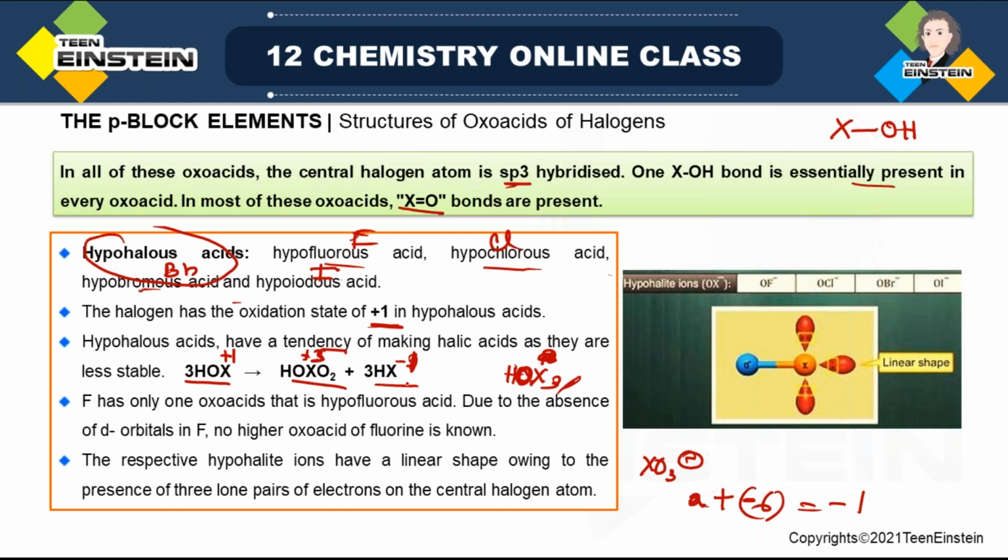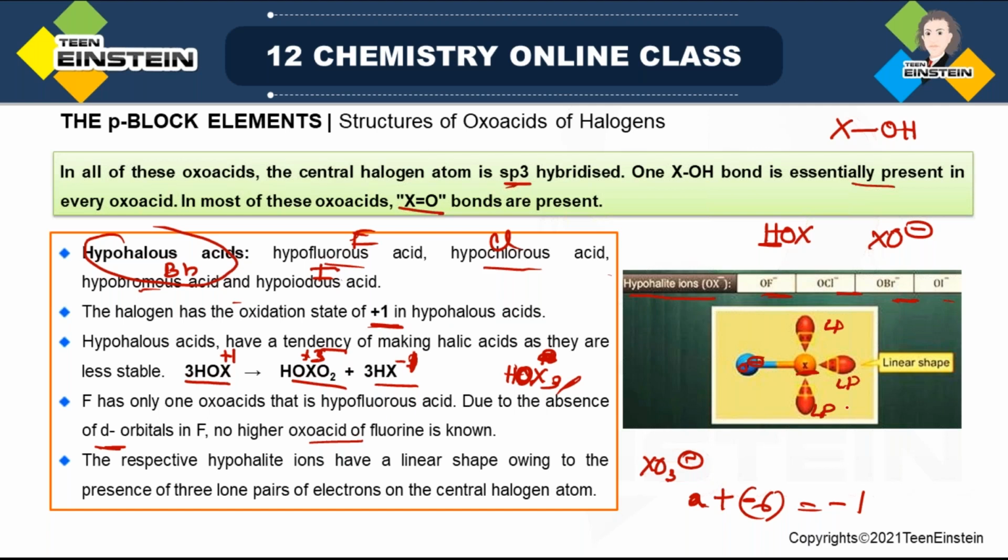Fluorine has only one oxoacid, as we have already seen, that is only the first type. Because of the absence of d orbitals, a higher oxidation state for fluorine is not possible, and that is why the other types are also not possible. Now in this formula HOX, if we remove the hydrogen, it will be XO minus, and the ion will be called the hypohalite ion. This is the actual anion. This is the general formula. Here X is the central halogen, this is O minus, and all these are lone pairs.